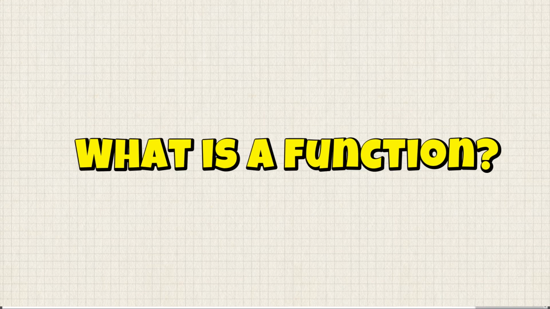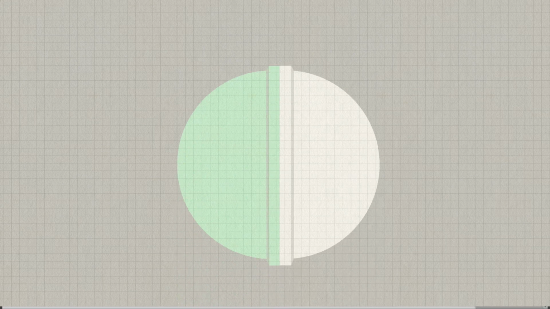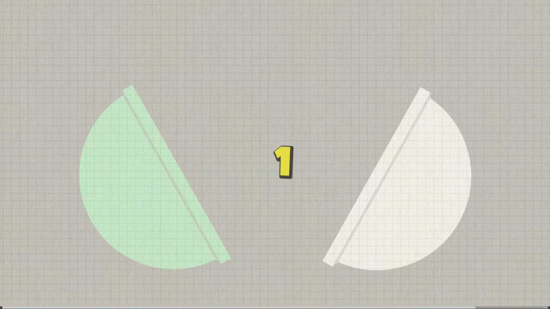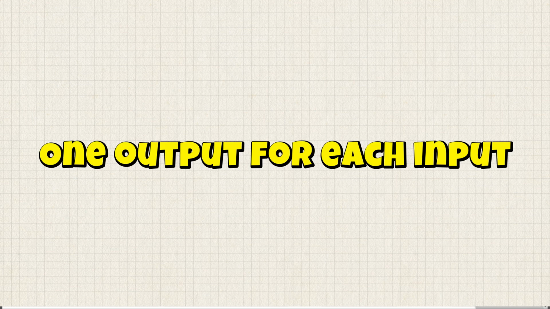In this video, before we dive into the world of limits in calculus, we need to start with something more basic. Now I'm talking about functions. So what is a function? A function is like a machine. You give it an input, say the number 2, and it gives you exactly one output. Not two outputs, always just one output for each input.